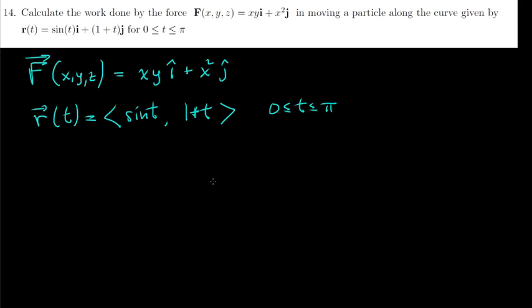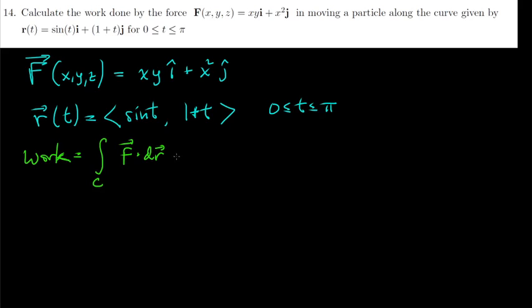So we're moving along a curve given parametrically by this function. We have sine of t times i plus 1 plus t times j. So this is a curve in the plane, right? And t goes from 0 to pi. Okay. So what does it mean to calculate the work? Again, this is a physics concept, but the idea is it's just the line integral over this curve of F dot dr. We're just calculating the line integral.